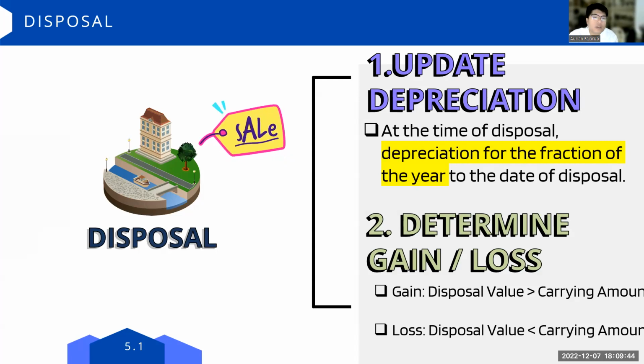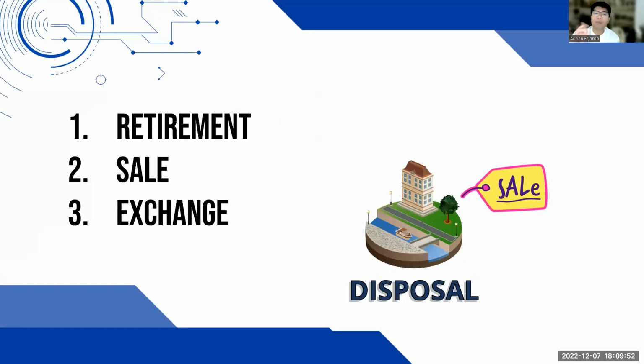Similarly to the other gains or loss na we had in cash or inventory or whatever, madali yan palabasin. Right? And in essence, may tatlo lang namang examples. How do you dispose of PPE? There are 3 ways. You retire it, meaning hindi mo na gagamitin. You sell it, meaning ibebenta mo for cash.